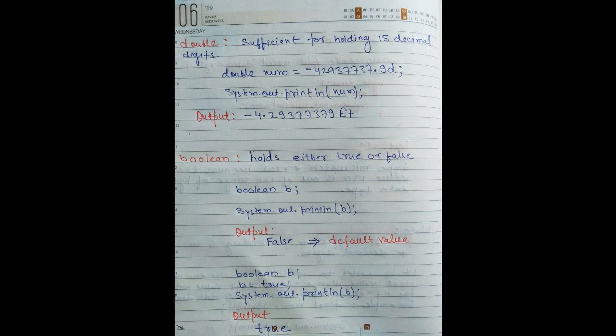Boolean holds either true or false. I have taken one example, boolean b, System.out.println b, its output will be false. Why does it display false? Because the default value of boolean is false. That's why it displays false. In the next part we have taken boolean b equal to true, System.out.println b. In this situation we will get the output true, because here we have taken the value of b as true.